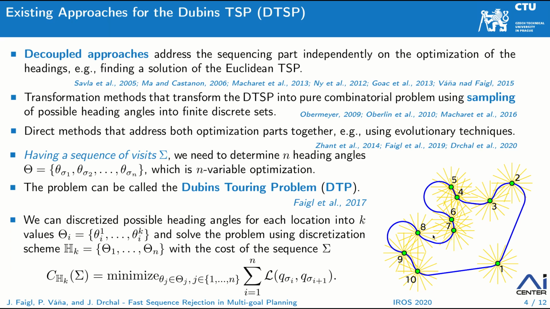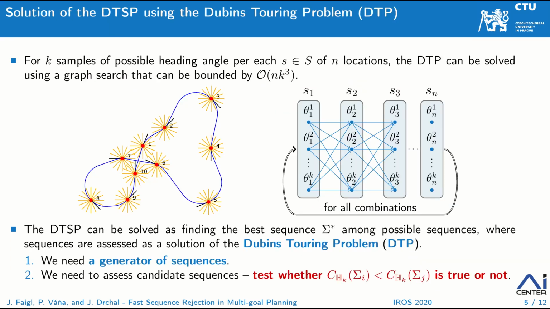So for a given sequence of locations, we sample the heading angles and create a discretization schema H_k. Then the cost of the Dubins tour defined by the sequence sigma is found as the assignment of the discrete heading angles that minimizes the sum of individual paths between the locations in the sequence. For k headings per each location, the cost of the Dubins tour can be found in polynomial time using a graph search. The graph can be constructed for an instance of the DTP as follows.